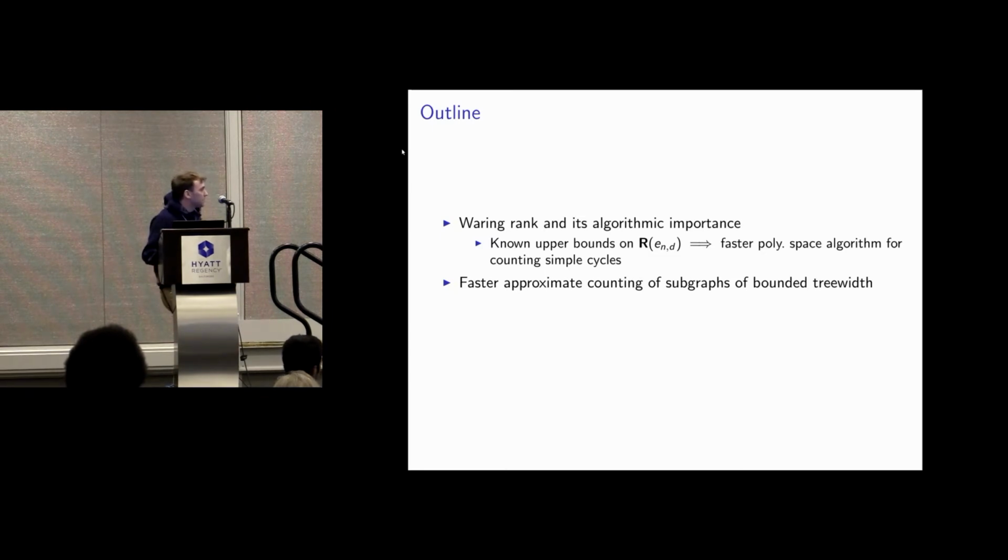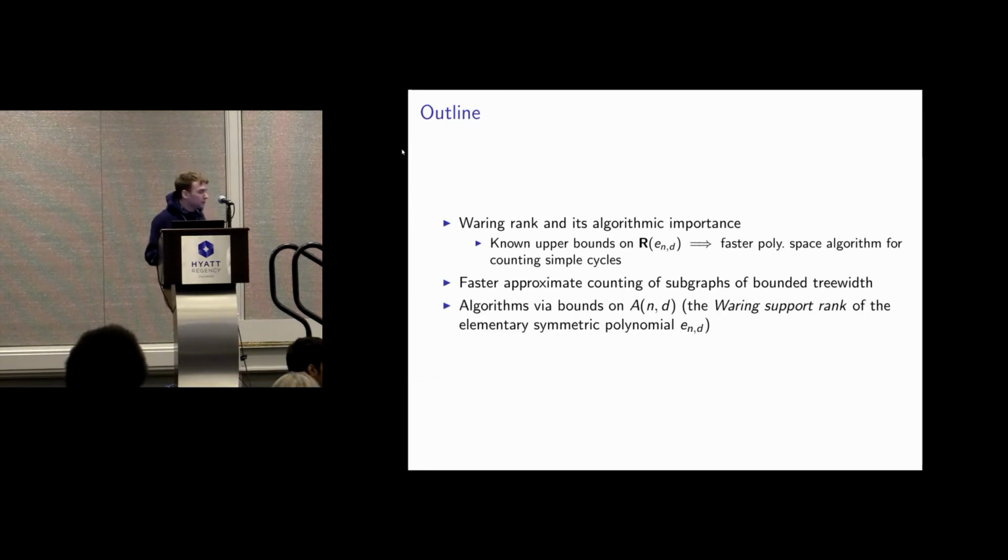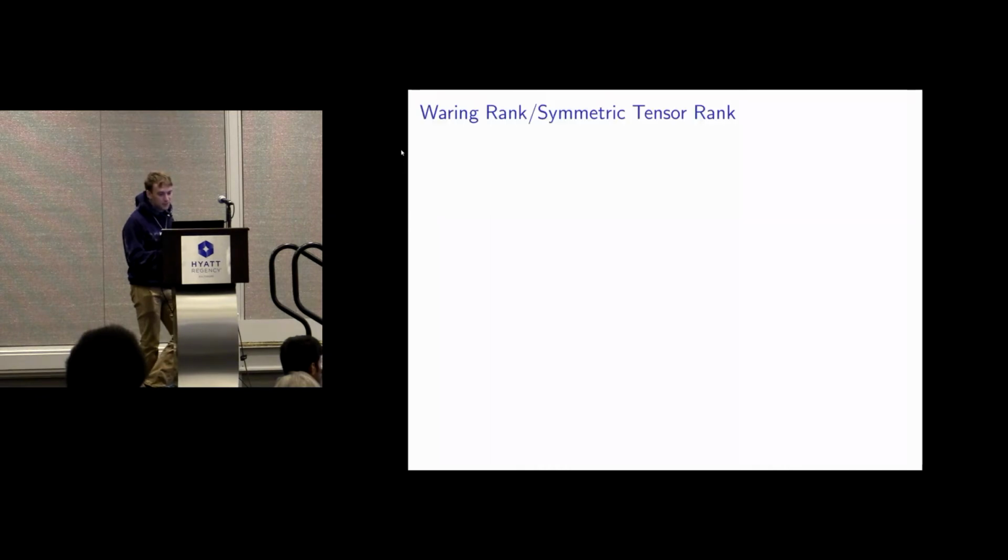I'll then state the main algorithmic theorem, which is an algorithm for approximately counting subgraphs of bounded treewidth in some host graph. And this algorithm actually follows from an upper bound on some quantity I call A(n, d), which you might call the Waring support rank of the elementary symmetric polynomial. And it turns out that this quantity is very closely related to some previous methods in parameterized algorithms and gives a very precise generalization of them.